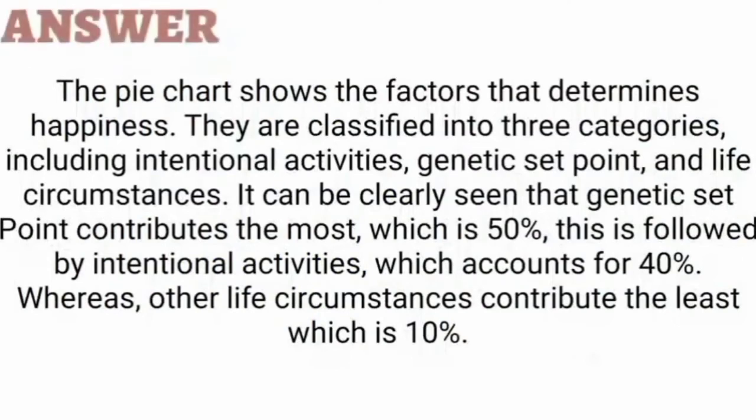The pie chart shows the factors that determine happiness. They are classified into 3 categories, including intentional activities, genetic set point, and life circumstances.